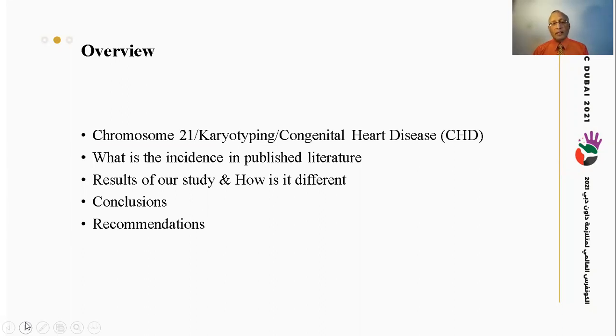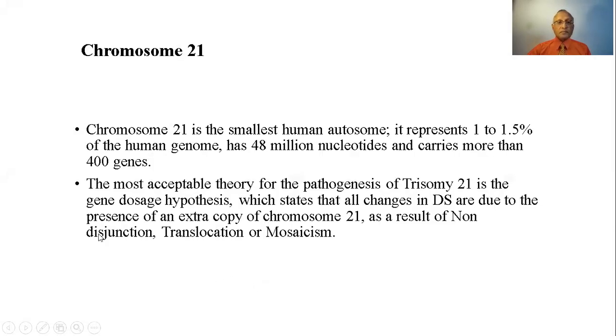Chromosome 21, as we all know, the karyotyping about chromosome 21, the congenital heart disease, and then what is the incidence of congenital heart disease and the karyotyping in published literature, results of a study and how it is different, the conclusions and the recommendations.